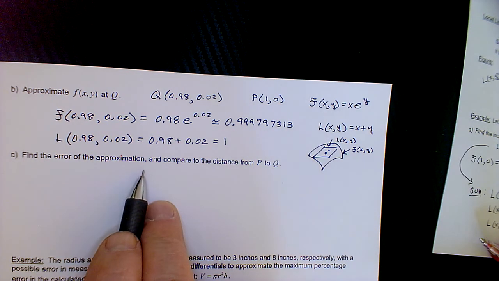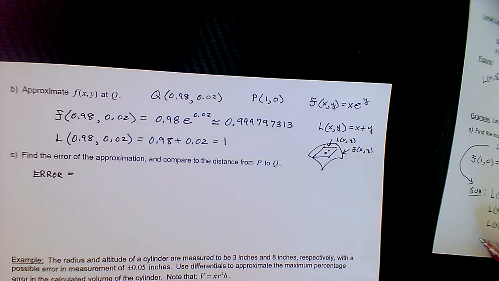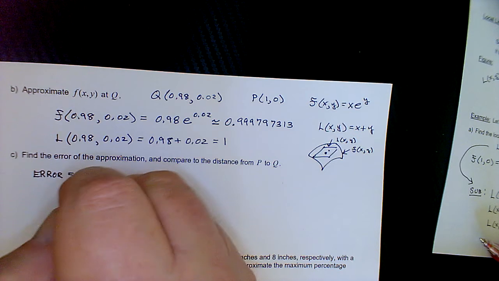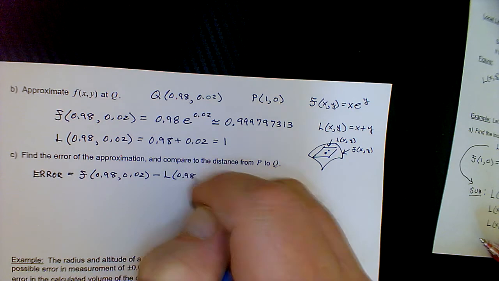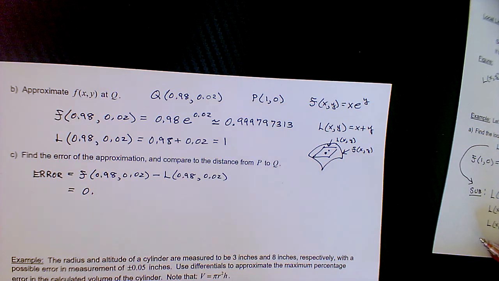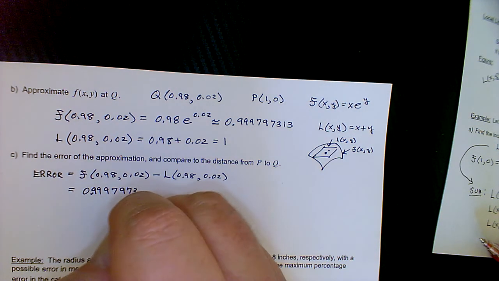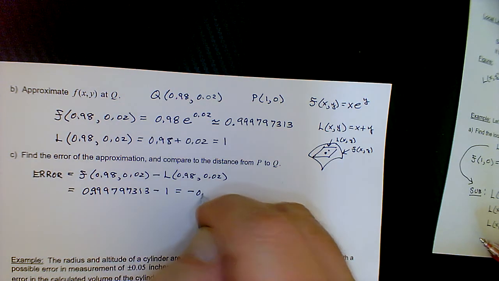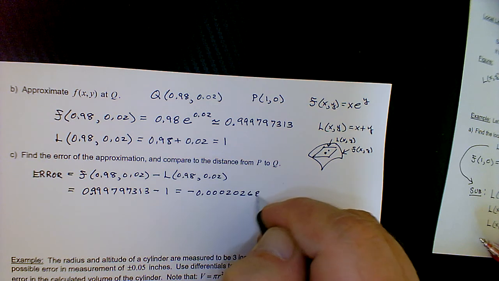So here it says to find the error of the approximation. And so the error is just going to be the difference between f of xy, or let's say f of 0.98 and 0.02, and the linear approximation of 0.98 and 0.02, which was the 0.997313, sorry, 0.99997313, minus 1, which would be a negative 0.000267.